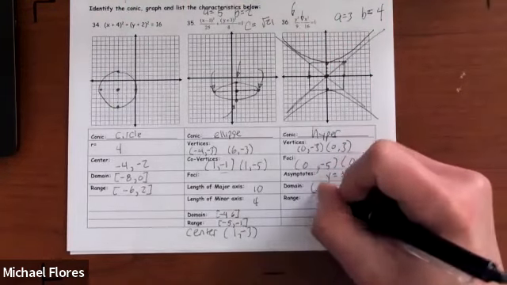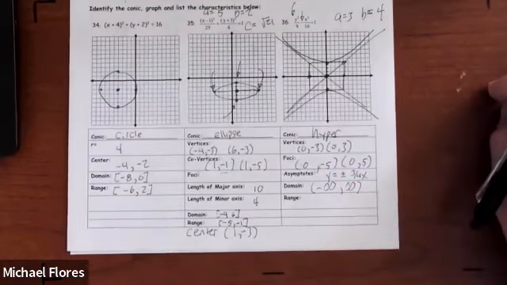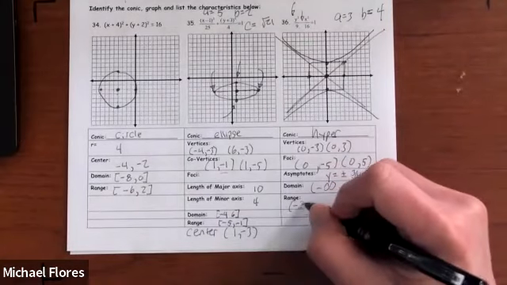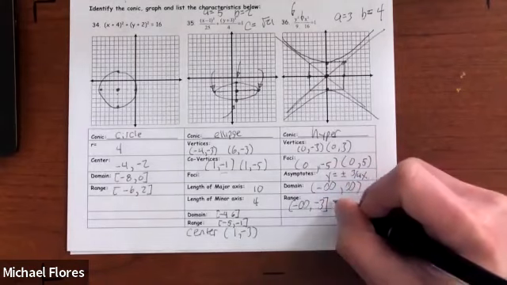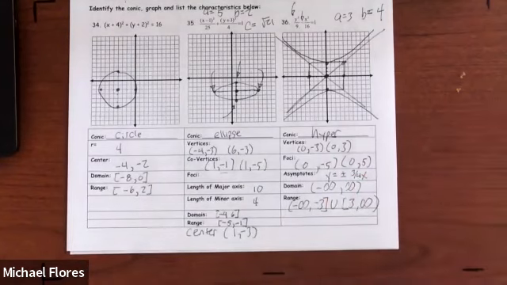Domain on a vertical hyperbola is going to be all real numbers. That's how we write it in interval notation. And your range is going to be from negative infinity to the first vertex, -3, and then it will resume at 3 and continue on to positive infinity.